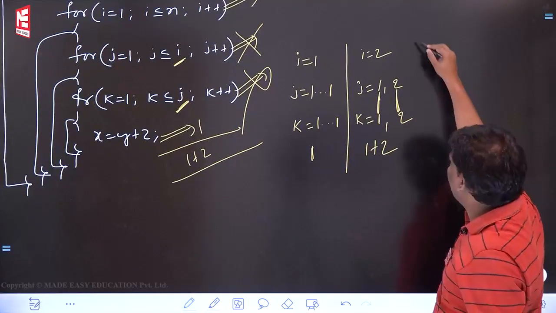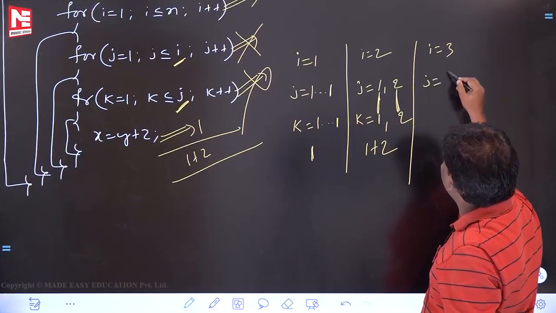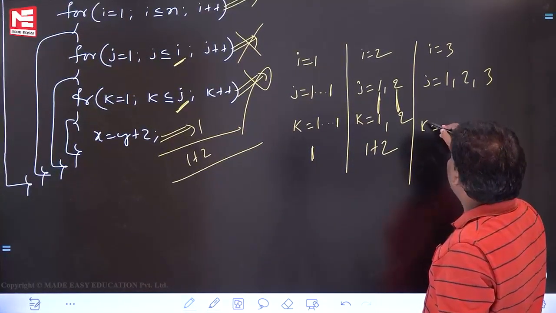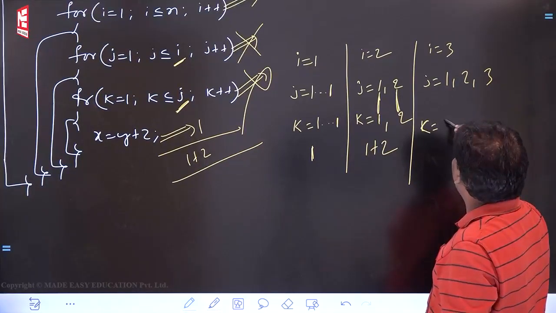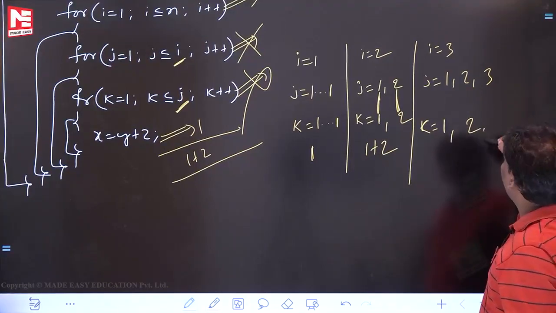Next one, so those people who are having small doubt, also see this one once again. I value 3, J loop, what is the answer? 1 also, 2 also, 3 also. What about the K loop? First time J value 1, K loop is 1 time. J value 2, K loop is 2 times. J value 3, K loop is 3 times.